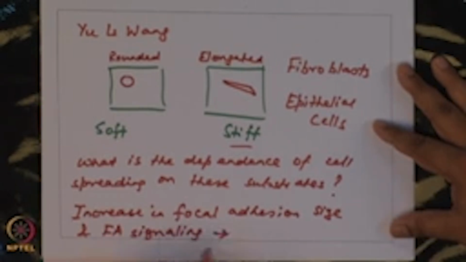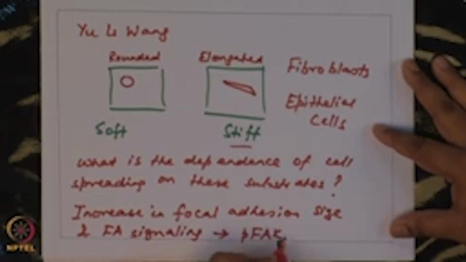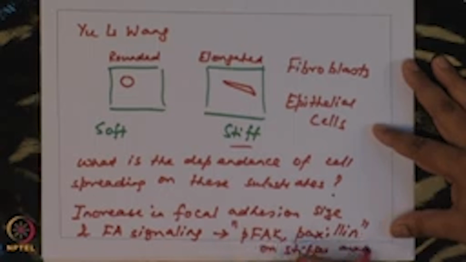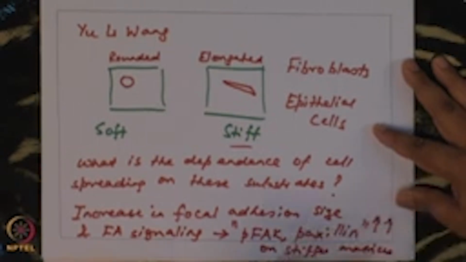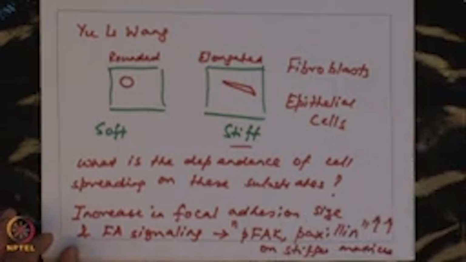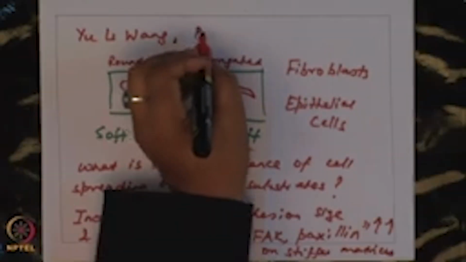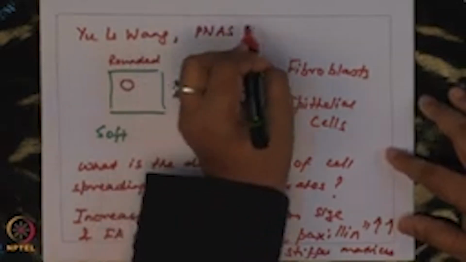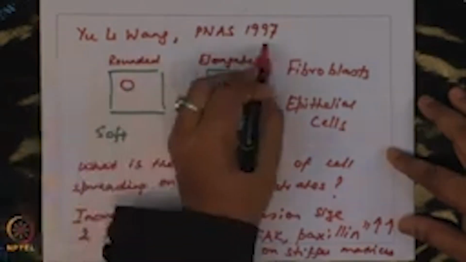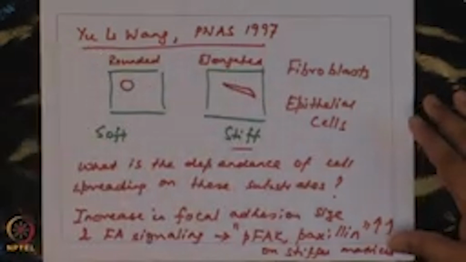So, what they observed was on stiffer environments, you had phosphorylation of FAK or paxillin. These integrin signaling molecules were much more phosphorylated on stiffer matrices. Okay. So, this was one of the first studies. This was in a PNAS paper in 1997. So, this was one of the first studies to demonstrate the effect of stiffness in driving cell spreading.